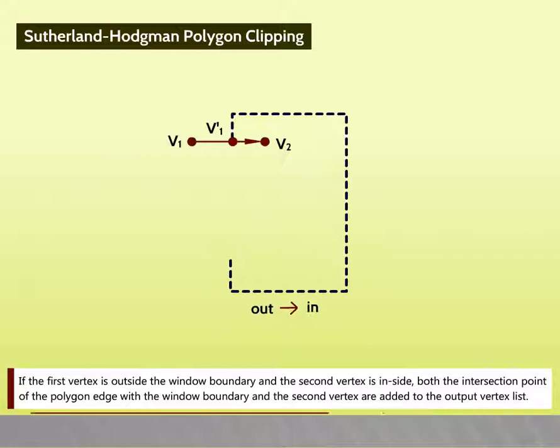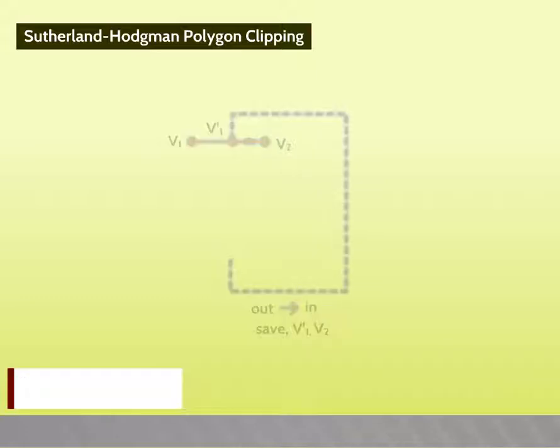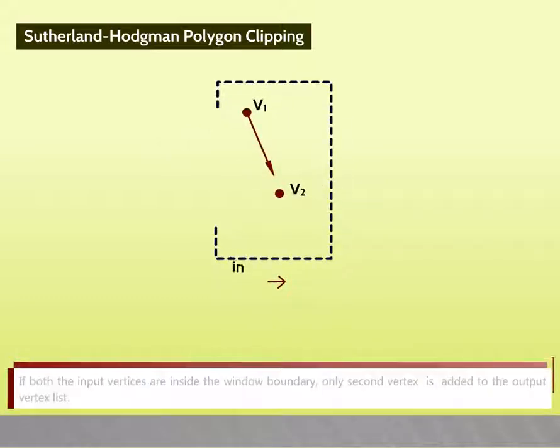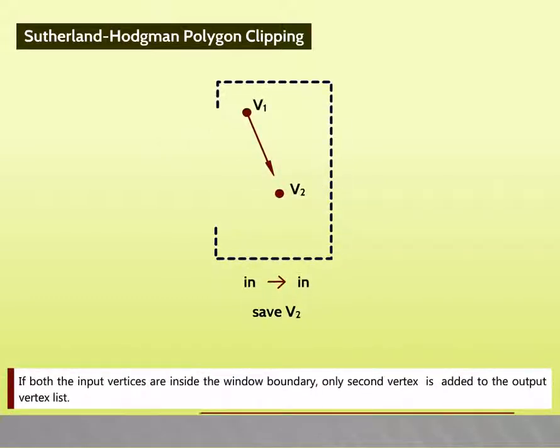If the first vertex is outside the window boundary and the second vertex is inside, both the intersection point of the polygon edge with the window boundary and the second vertex are added to the output vertex list. If both the input vertices are inside the window boundary, only the second vertex is added to the output vertex list.